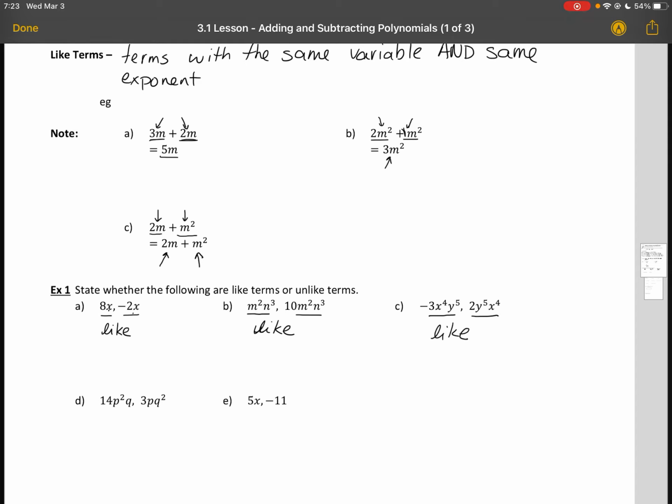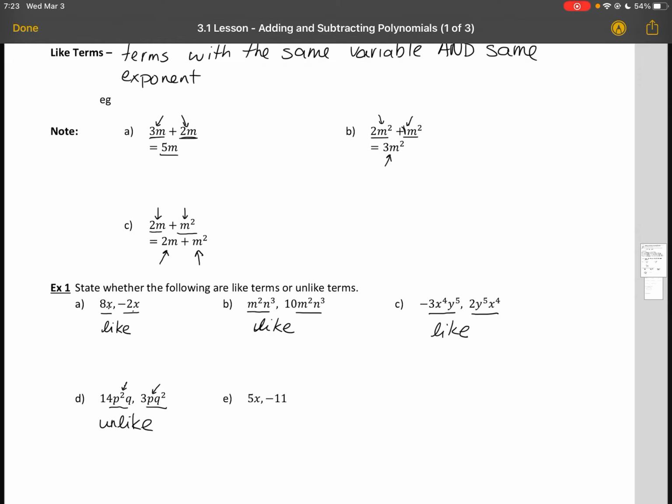Here in D, we have 14p squared q and then 3pq squared. Our variables are the same, but the exponents are different. The first one has p squared. The second one only has p to the exponent 1. That means that these terms are unlike. In our next example, we have 5x minus 11. The first term has an x. The second term does not. That automatically makes them unlike. We can't combine them together.